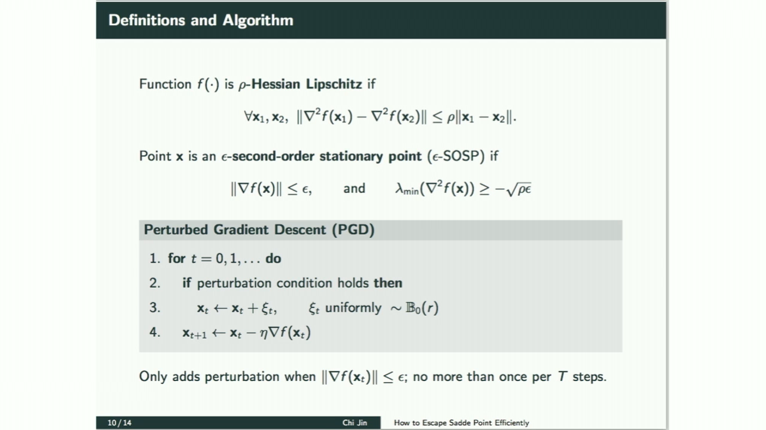So here's the algorithm we're going to analyze. We're just going to call it perturbed gradient descent. It's just gradient descent, that's equation 4. But occasionally, we will add a little bit of random noise. We will add it when the gradient is small, that's at the bottom of the page. And we will do it infrequently, once every t steps, where t is a parameter we can tell you how to set.